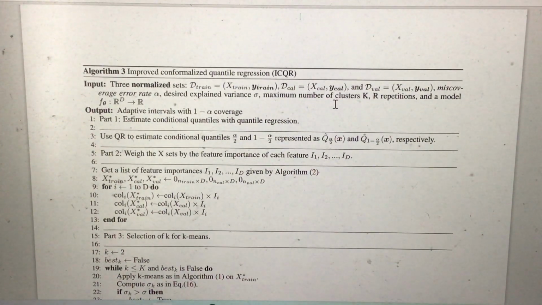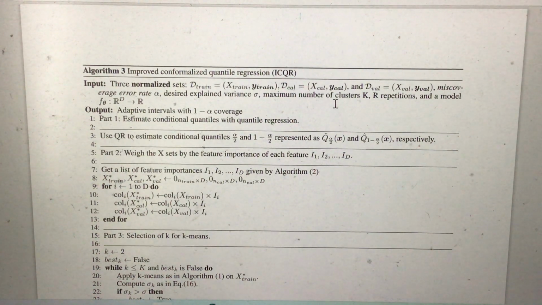Okay, so the input will be the 3 normalized sets: the training data, calibration, and the test data set, the miscoverage error rate, the explained variance, the maximum number of clusters K, R repetitions, and a model F. So the output will be adaptive intervals. So there are five big steps here.